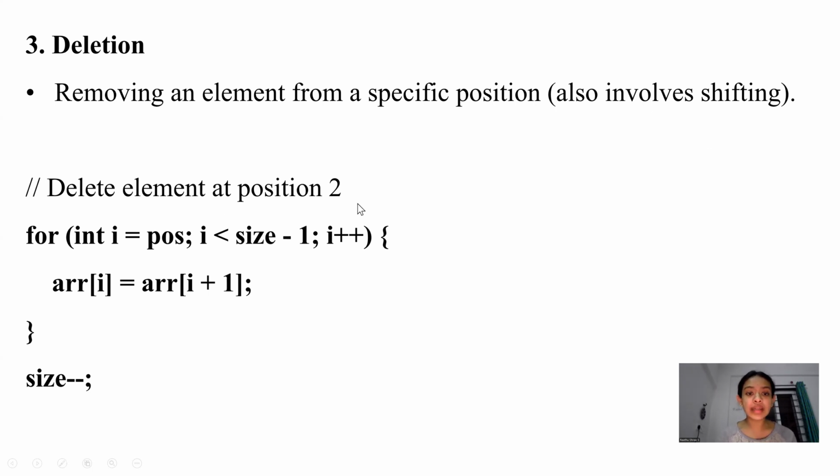So delete the element at position number 2. The code for this is given as for int i = position, i less than size minus 1, i++, array[i] = array[i+1]. This is the code within the for loop, and outside the for loop we have size--. So this code deletes an element at position number 2.